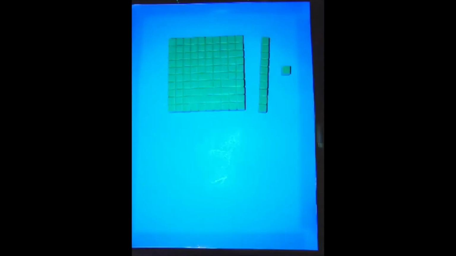A 1 is always going to be a cube. And we have to ask ourselves, well, 1 of what? Is it 1 of the units? 1 of the billions? 1 of the Googles? It doesn't matter. It still has the same shape.